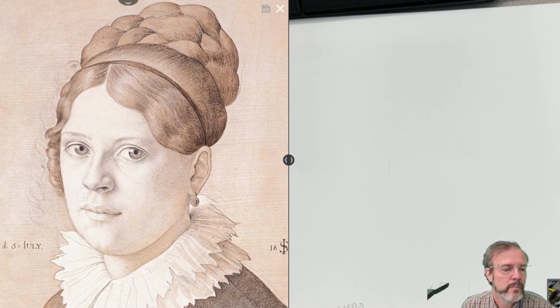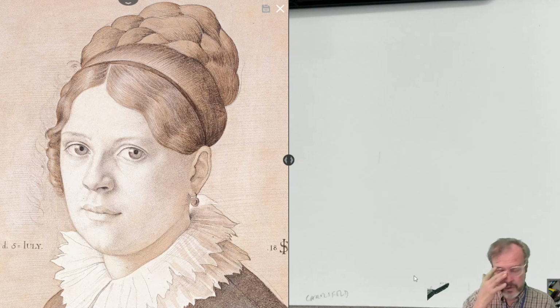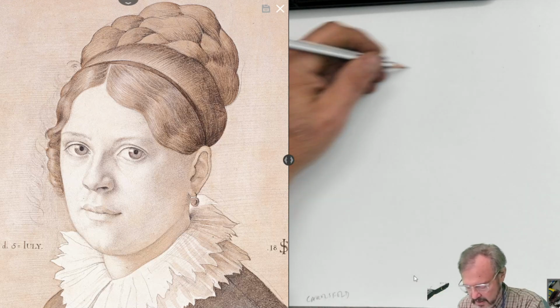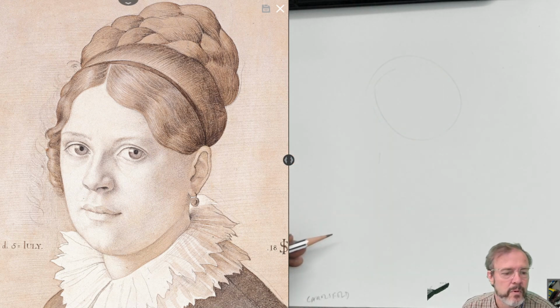So, this is a three-quarter view. We're going to begin by conceptualizing the cranium.